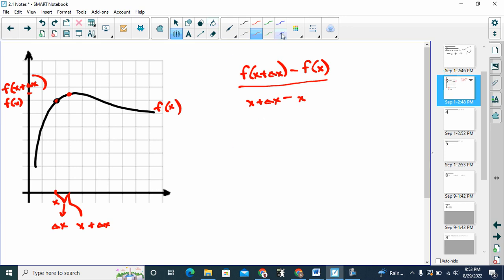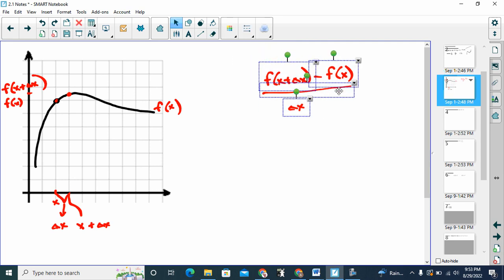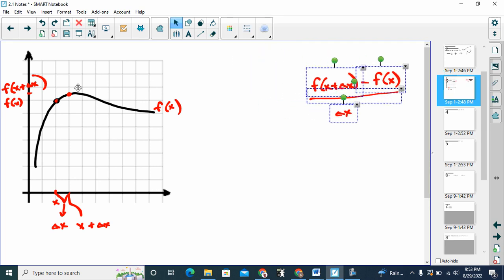And notice right here, I've got x minus x. Those cancel, right? And notice we get the difference quotient. The difference quotient is the slope between any 2 points. Problem is, we didn't want the slope between those 2 points. We wanted the slope at this one point.